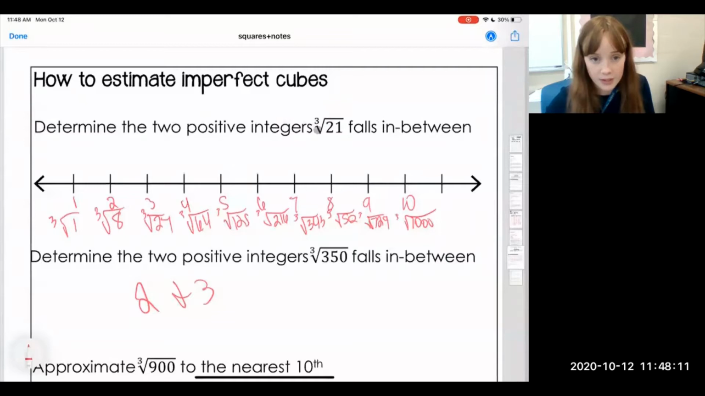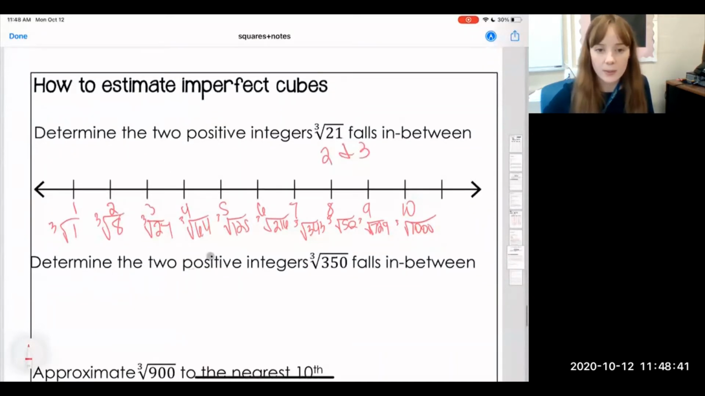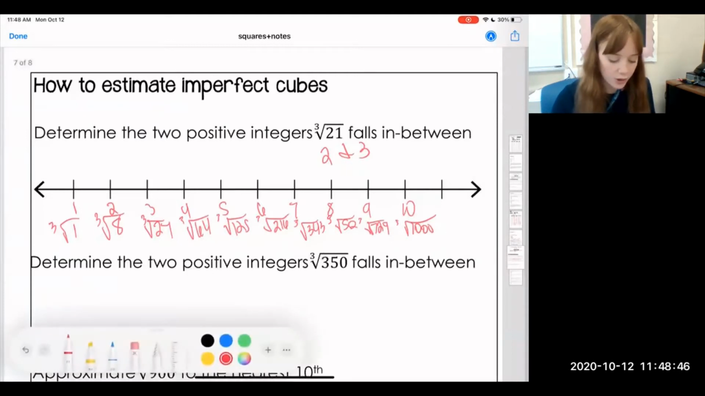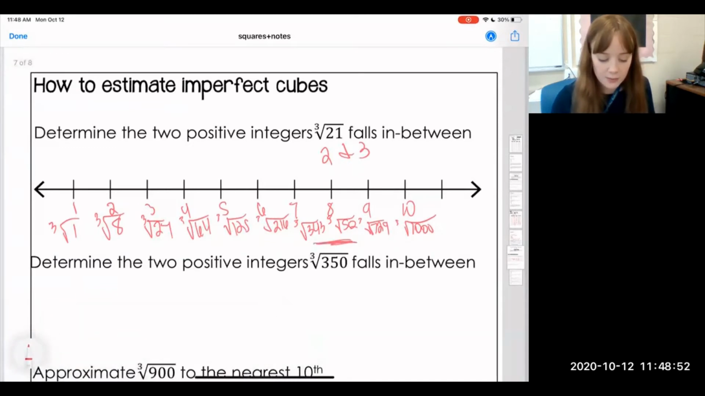I look for the numbers at the bottom part of the number line that we created, and then just say what two positive integers it falls in between. So it fell between the cube root of 8, which is 2, and the cube root of 27, which is 3. The next one is determine which two positive integers the cube root of 350 falls in between. Well, the cube root of 350 falls in between 343 and 512 here. So that would be between 7 and 8. I know that that's all I have to do because it asked me what two numbers it falls in between.